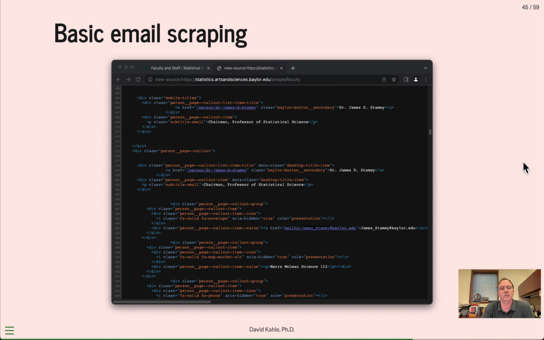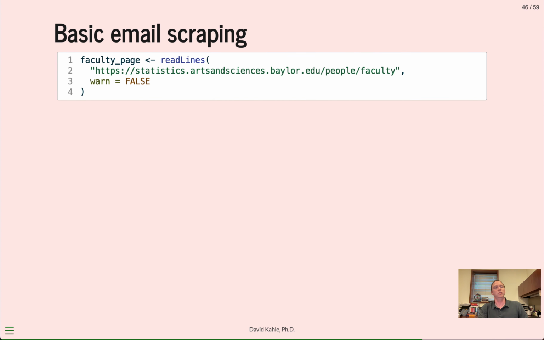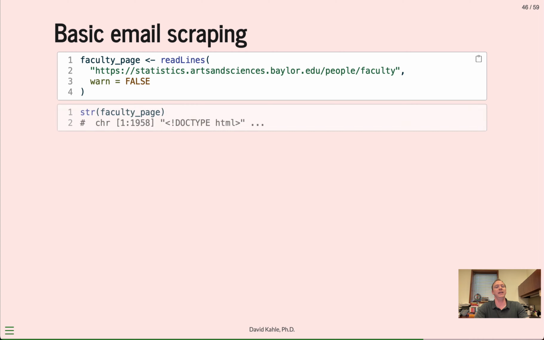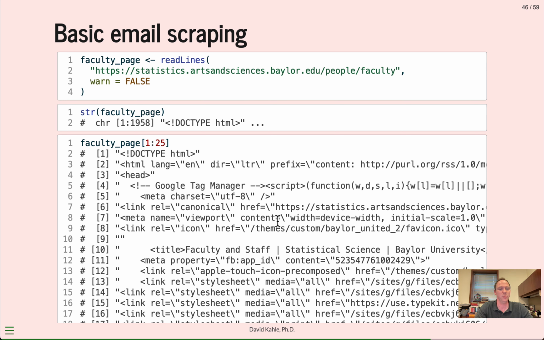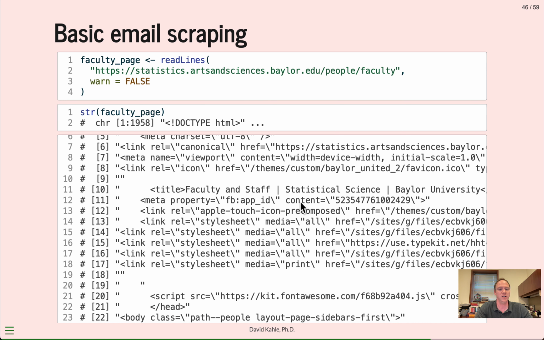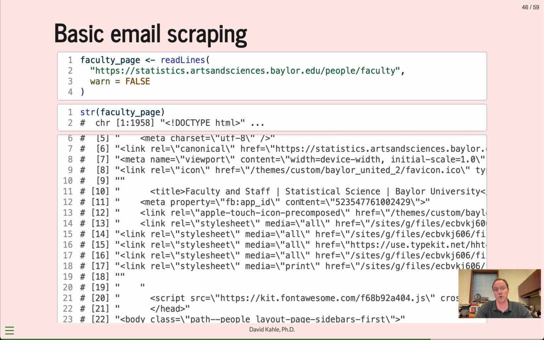So let's say that we wanted to go into this web page and scrape out all of the email addresses. Well, I can do this using readLines. This is kind of a crude way to do this, but it certainly works. So readLines, I give it the URL for the web page, and it gives it back to me as a character vector almost 2,000 lines long. So this is actually the web page that we were looking at before. I've shown the first 25 lines here, and it's exactly like the view source part of the web page.